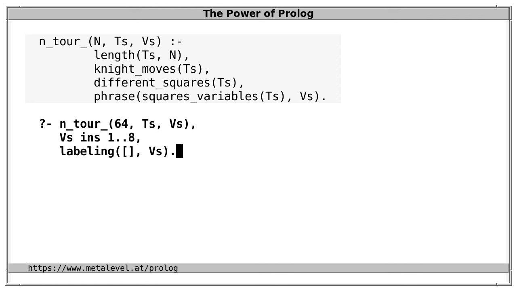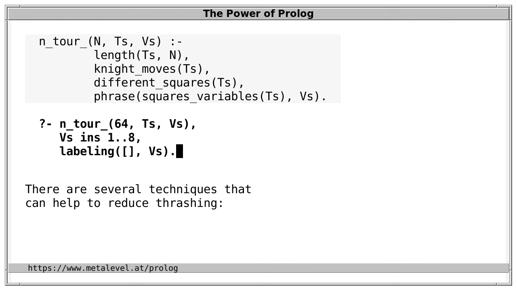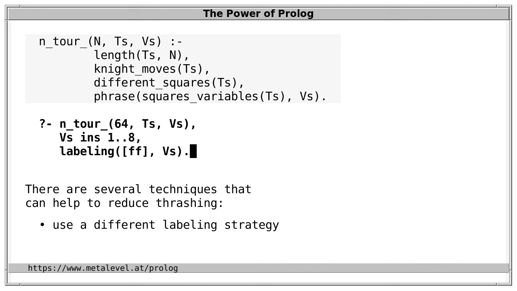So what we want now is not necessarily a faster search, because the search itself is quite fast, but a way to avoid or at least reduce thrashing. And the good news is that Prolog can help a lot to reduce thrashing. There are several techniques we can try. One of the easiest is to try a different labeling strategy. For instance, ff, first fail. That's often a good heuristic. So let's try it.